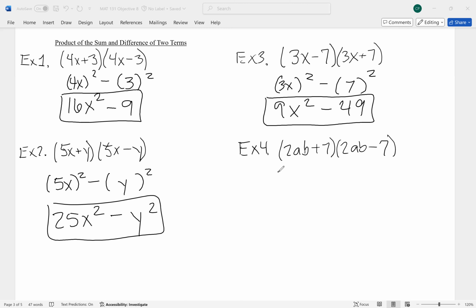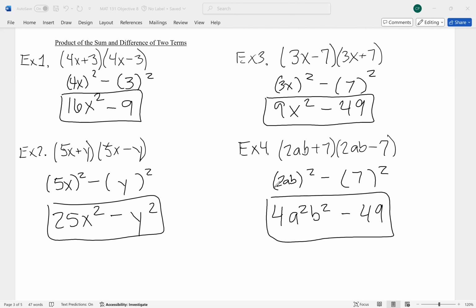So when you do this shortcut, it's really easy, okay? You just have to remember it, of course, but once you remember it, it makes it go by a little faster. So for this one, the first term is 2ab, and the second term is 7. So 2ab squared is going to be 4a squared b squared, and 7 squared is 49, okay? And for all of these problems, pay attention to the fact that that negative sign stays in the middle, okay?